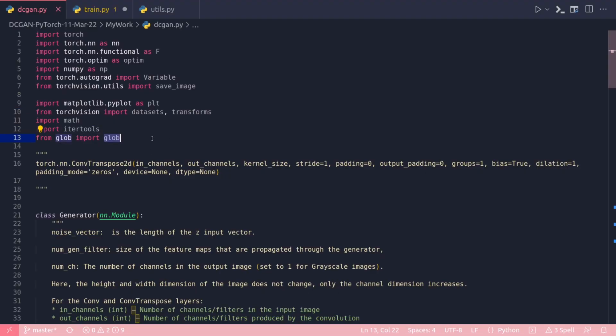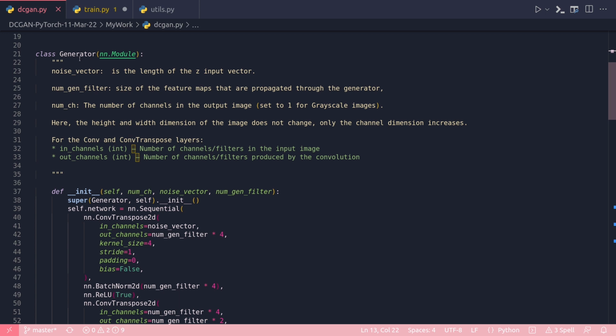All right, now let's go back to VS Code. Okay, so I'm in my DCGAN.py file. This will have the main implementation of the generator and the discriminator class. Initially, I'm just importing all the standard imports, and then my generator class is here.